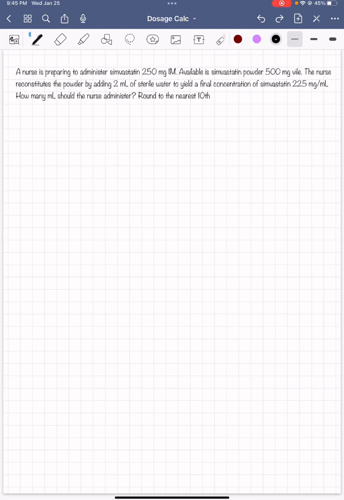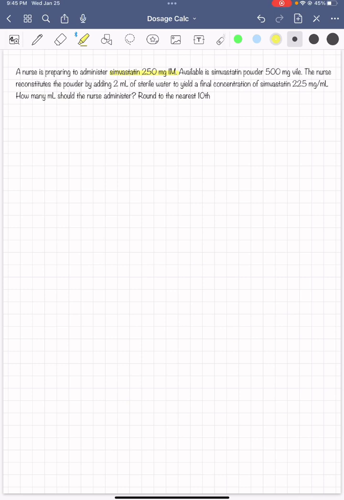So, there's a lot of information in this question. So let's point out some of the things that we really need to know and how we can kind of get rid of some extra fluff, if you will. So, what are we giving? We're giving simvastatin 250 milligrams IM. This is going to be through an intramuscular injection. Simvastatin is a drug typically given IM to help with diarrhea. It's very commonly used in patients who have certain types of cancer or are undergoing chemotherapy.